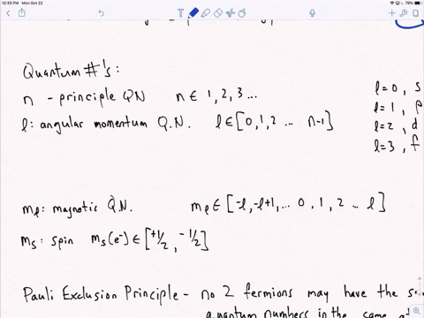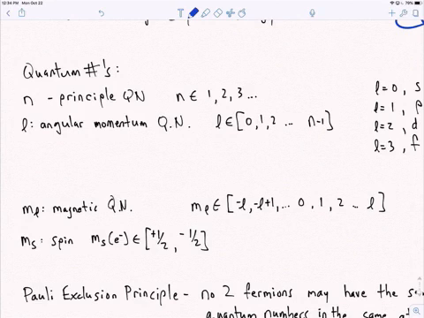So meaning, if n is 1, L is 0, m sub L is 0. If n is 2, L can be 0 or 1. If L is 1, m sub L can be -1, 0, or 1. If L is 2, then m sub L can be -2, -1, 0, 1, 2. One more, why not? If L is 3, m sub L can be -3, -2, -1, 0, 1, 2, 3.